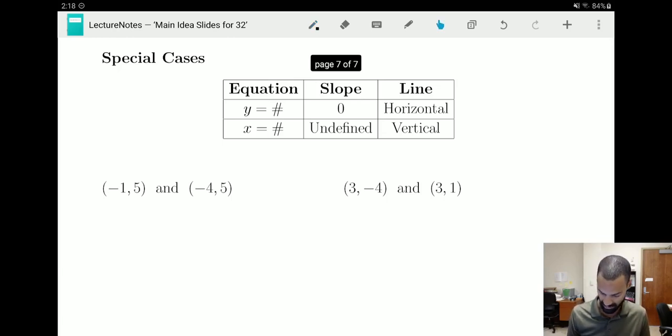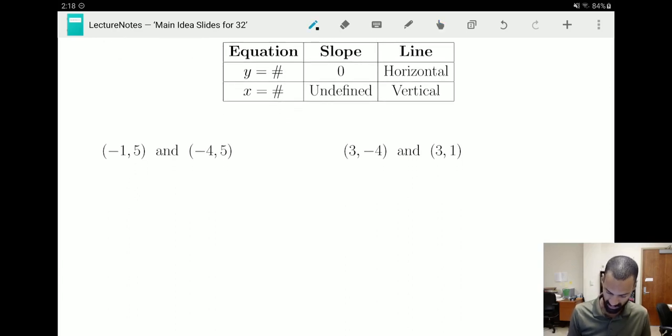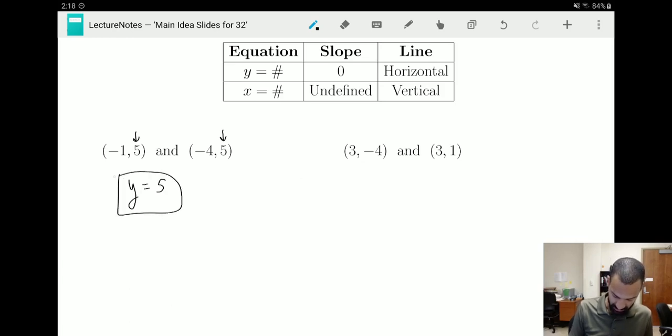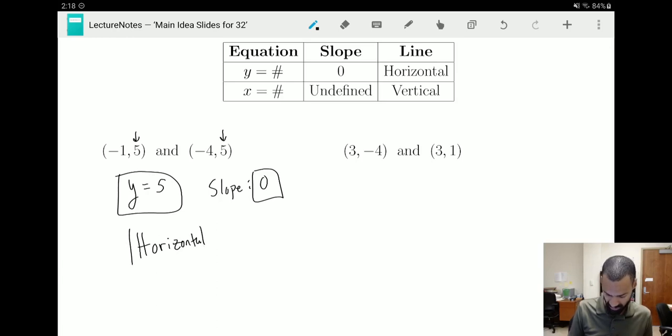Okay, so let's put that to use real quick on these two problems. Let's find the equation, the slope, and the type of line. Negative 1 comma 5 and negative 4 comma 5, the y repeated. There we go. And so y equals 5 is my equation. The slope is 0. And we're dealing with a horizontal line. If I drew it out, it would be a horizontal line.